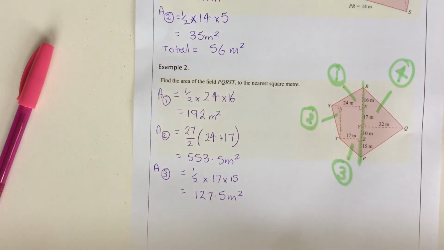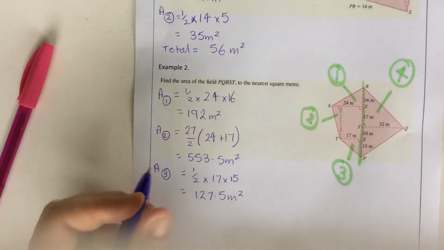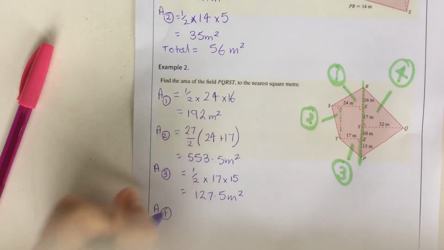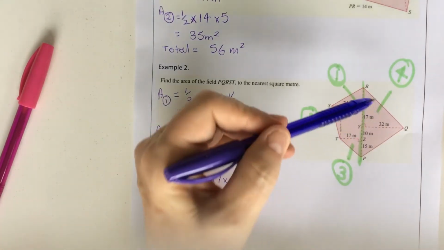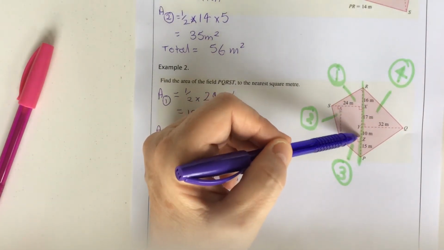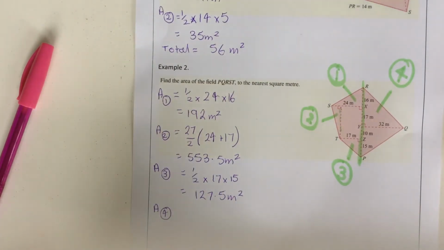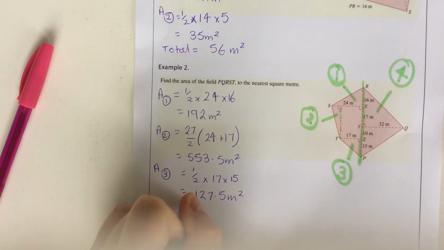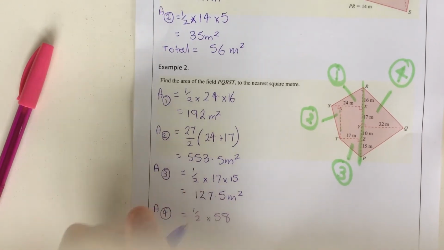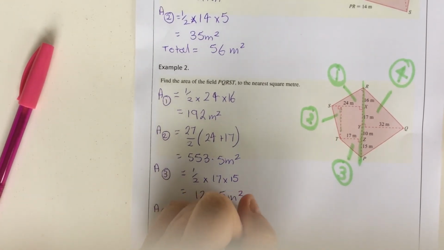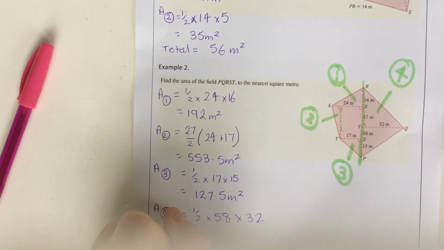Moving on to area 3, another triangle, we get 127.5. And then finally, area 4. Area 4 is that whole triangle, so we need to find the length of that entire line by adding these together. That will give us 58 times 32, giving us 928 metres squared.